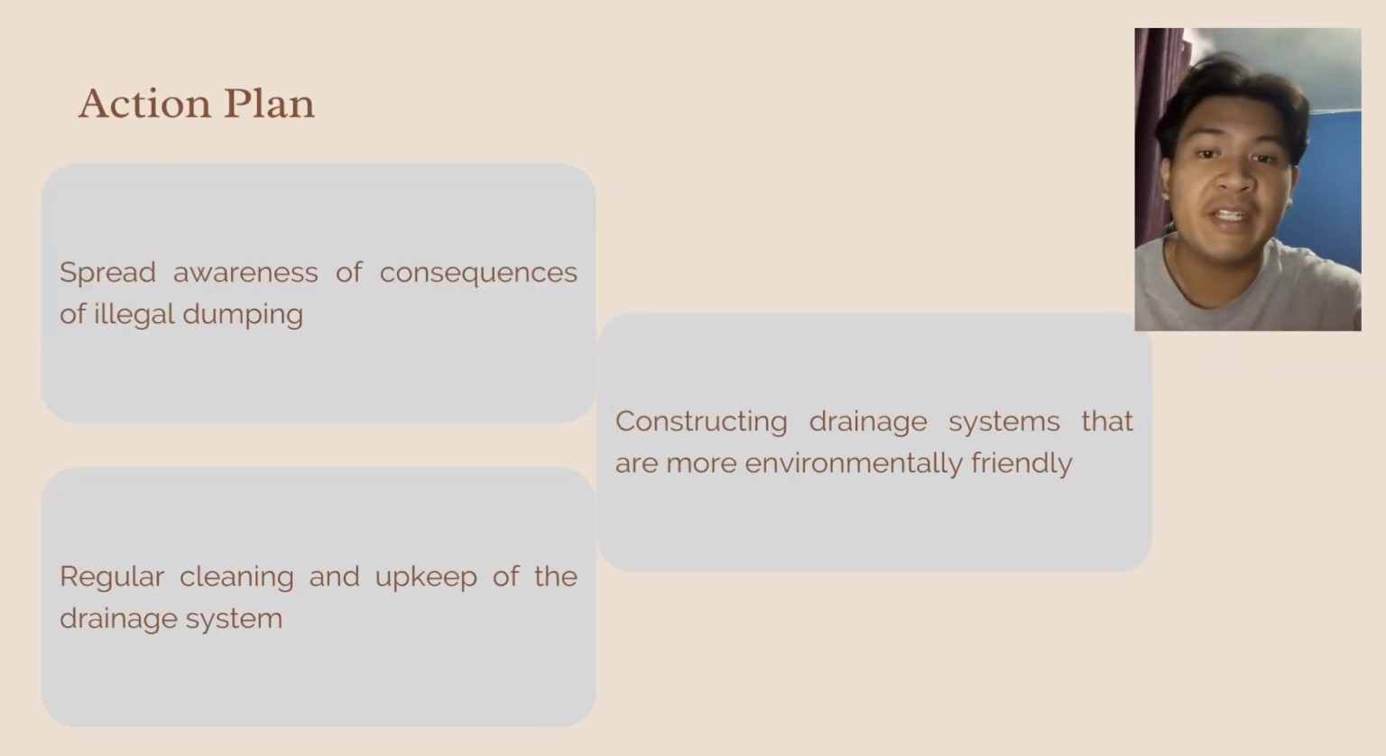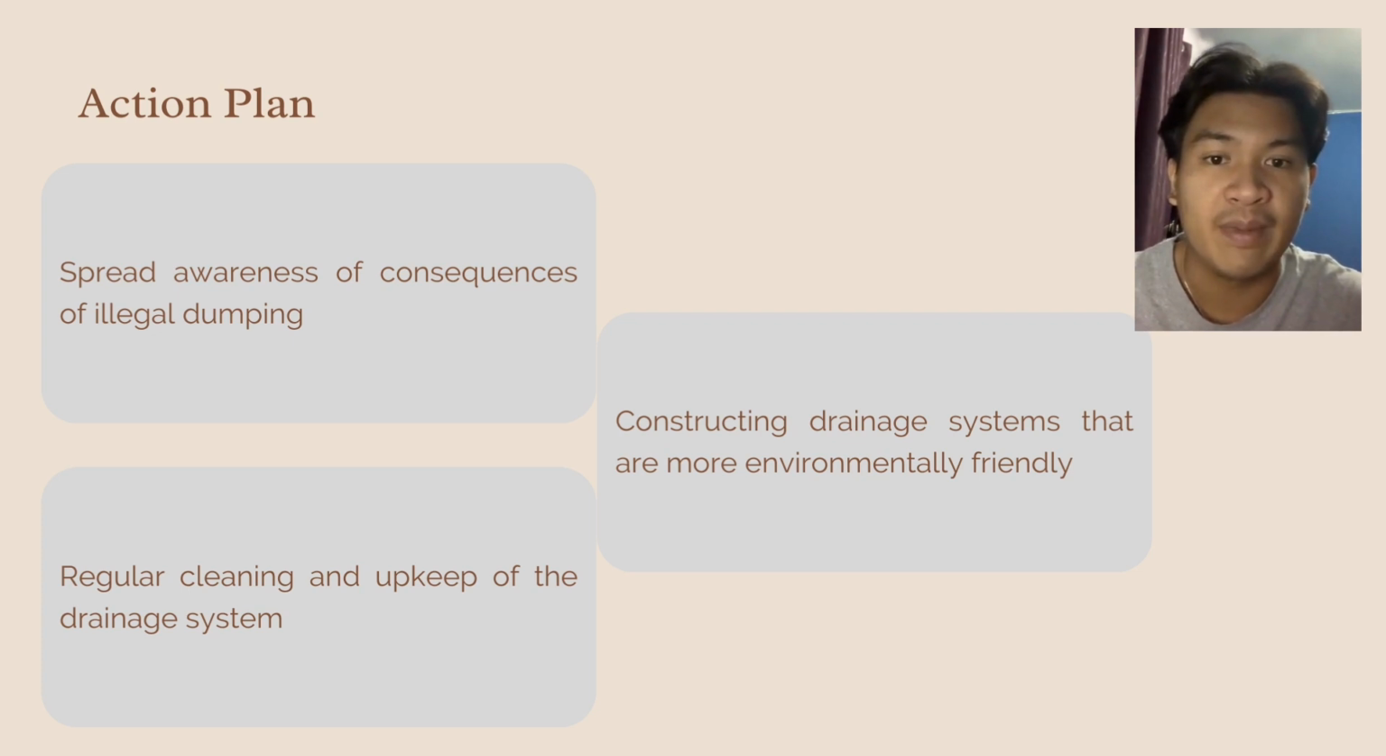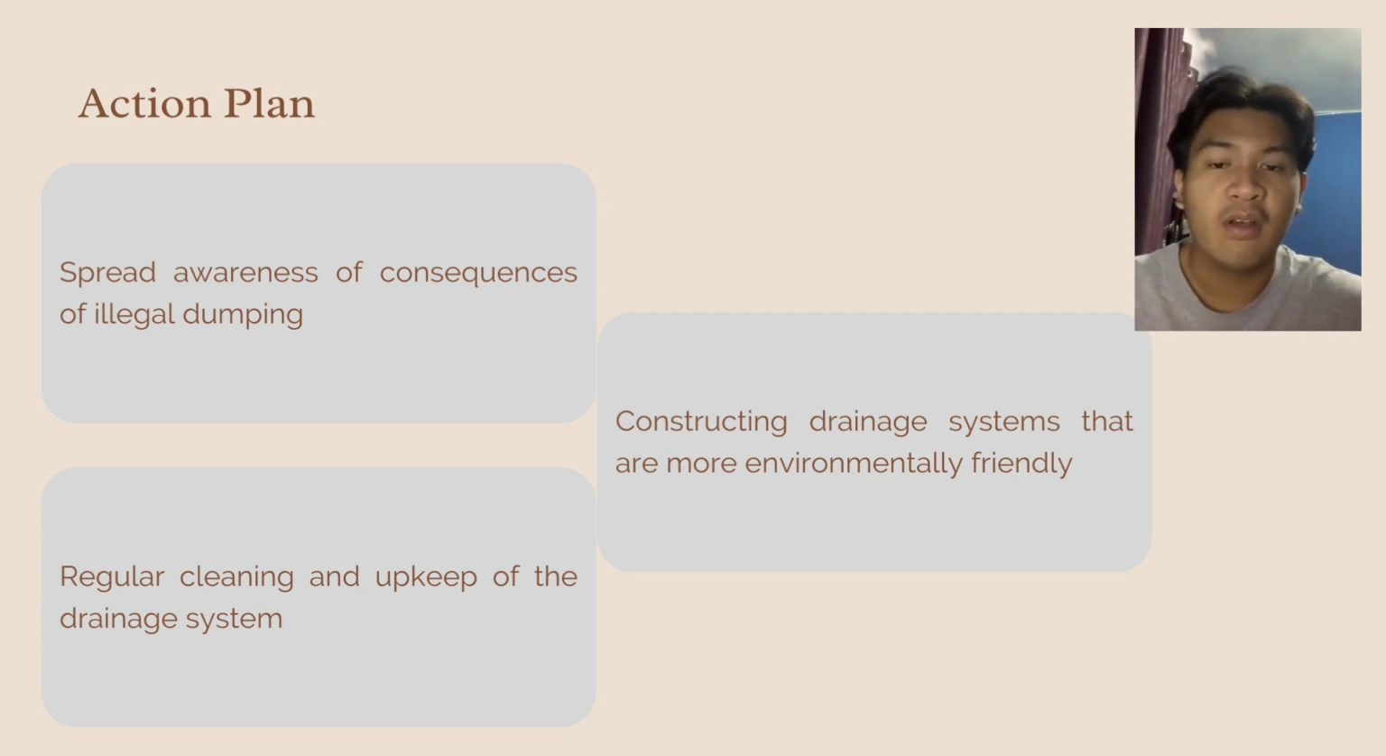So, the action plans that can be taken are to spread awareness of the consequences of illegal dumping, construct drainage systems that are more environmentally friendly, and carry out regular cleaning and upkeep of the drainage system.